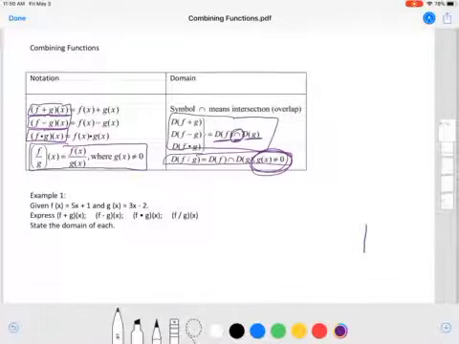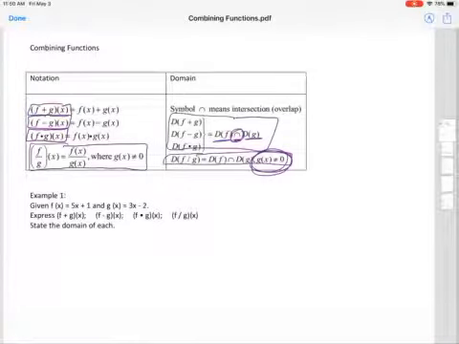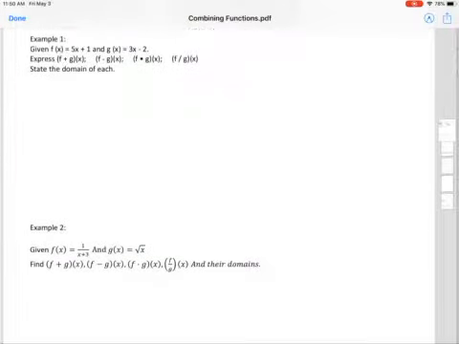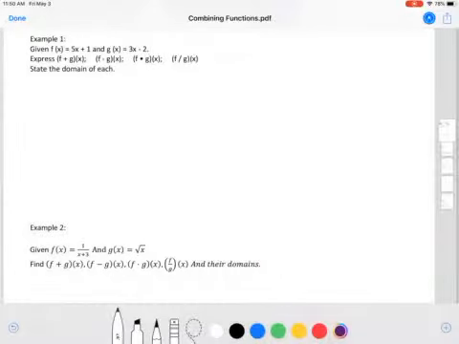Okay, so let's go to our first example. Example 1 says f of x is going to be 5x plus 1, and g of x is equal to 3x minus 2. And we're going to find these four new functions. We're going to do this 4 different ways.